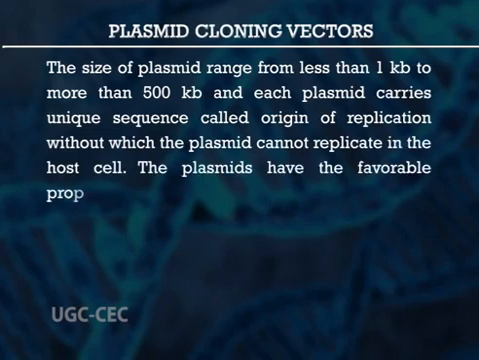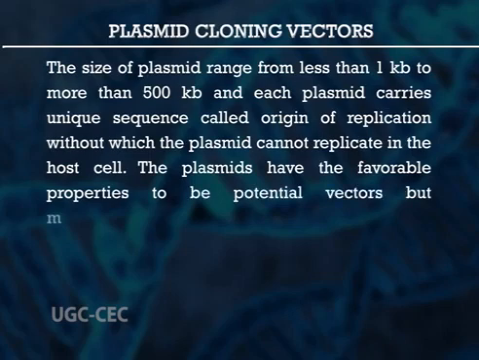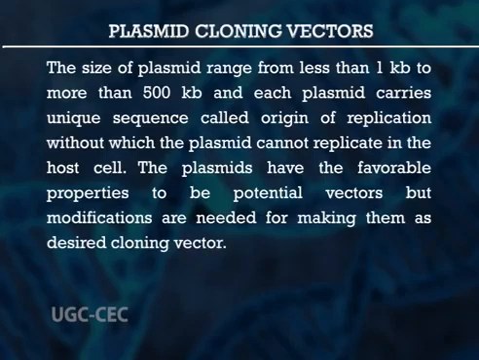Plasmids have favorable properties to be potential vectors, but modifications are needed to make them desired cloning vectors. This is because the properties of high-quality vectors are lacking in natural, unmodified plasmids. The high-quality cloning vector should be small in size, less than 15 kb, should have a unique restriction site for DNA insertion, and should possess one or more selectable markers for identifying the transformed cells containing the cloned gene.